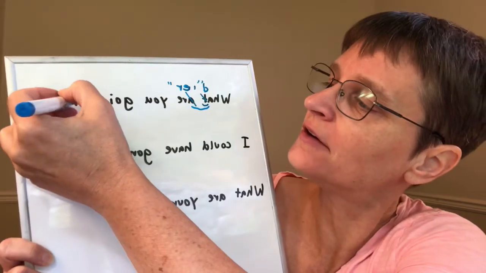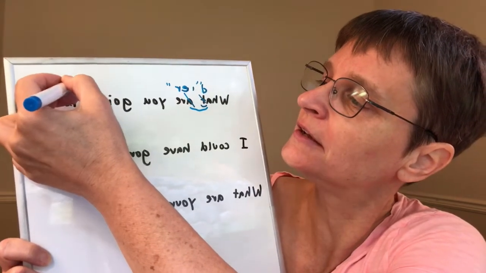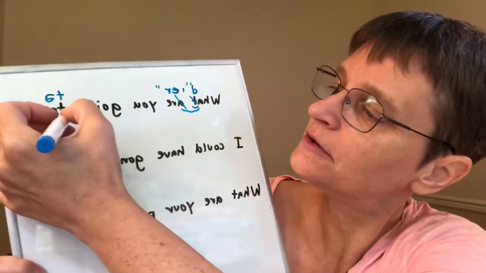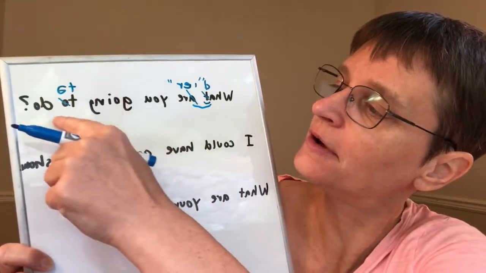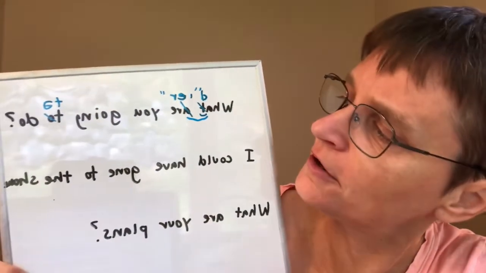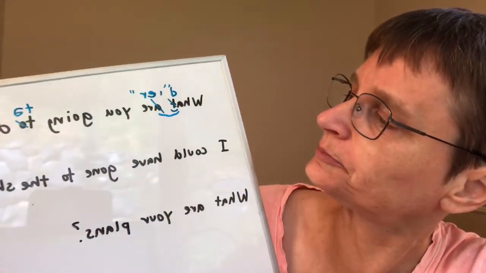Again, we talked about how to becomes ta. What are you going to do? And also, in some cases, I will say, what are you going to do? Where that T becomes more of a D. But let's leave it as a T. What are you going to do? What are you going to do?